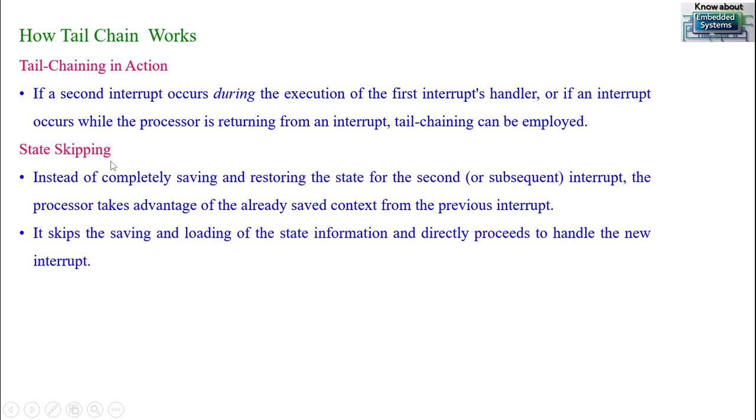So with the help of tail chaining, what is the advantage, or what are we going to skip? That's called state skipping. Instead of saving and restoring for the second interrupt, try to understand one important thing here. This is a very important thing we have to understand. The saving and restoring of the second interrupt's context is not required, because the context has already been saved into the stack when the first interrupt occurred. So that is what we skip here: storing and restoring of the second interrupt context.